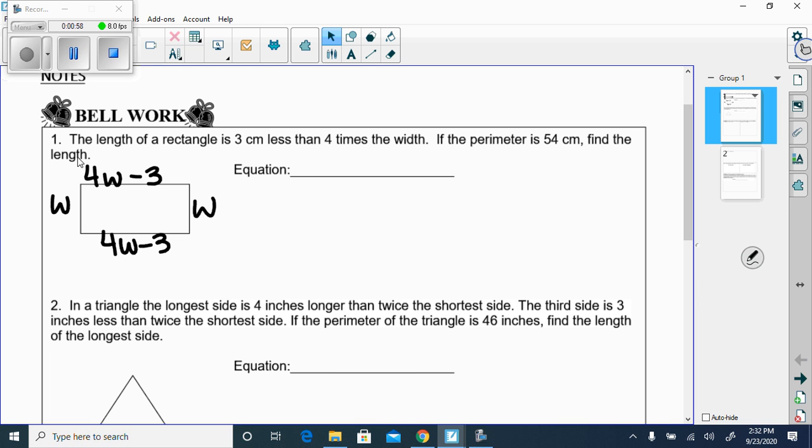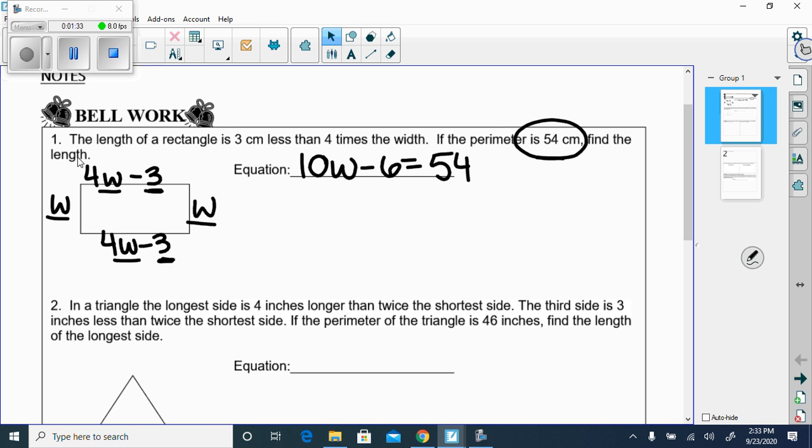Alright. And it says that the perimeter is 54. How do you find the perimeter of a rectangle? Add up all sides. So that's what we're going to do here. I need to add up all my W's. I've got 4W and 4W, and then a W and a W. So all together I've got 10W. And then I have a -3 and a -3. Equals that perimeter that they said, 54.